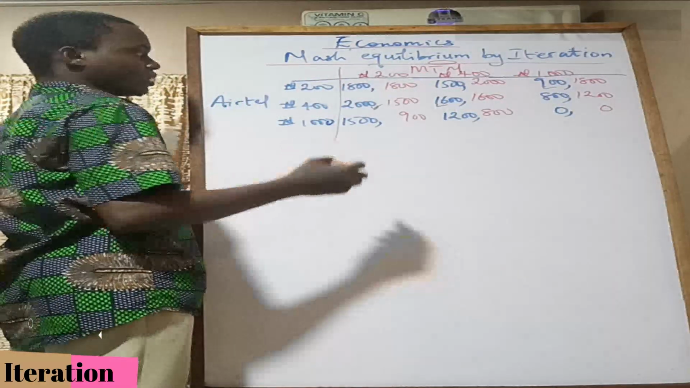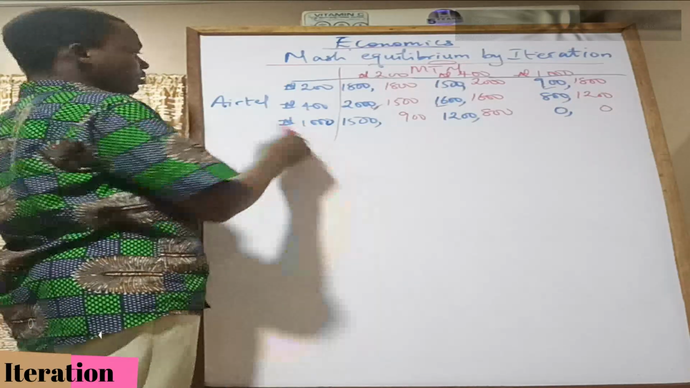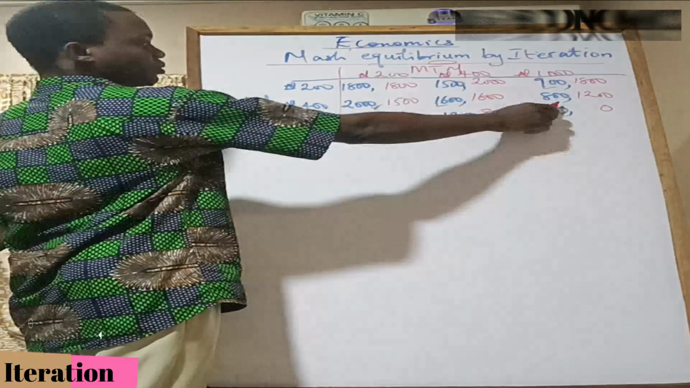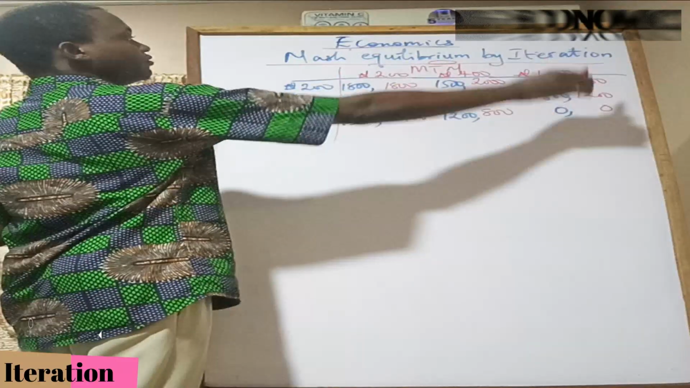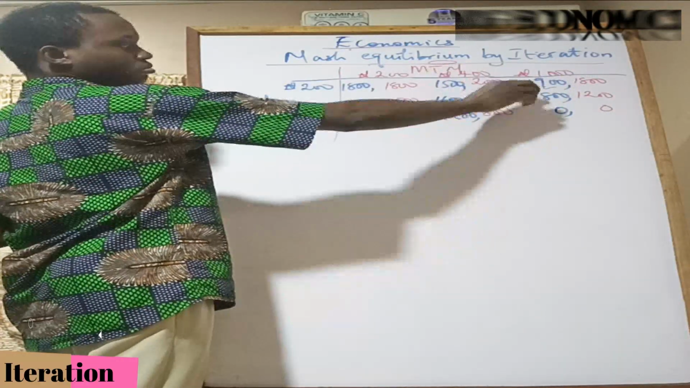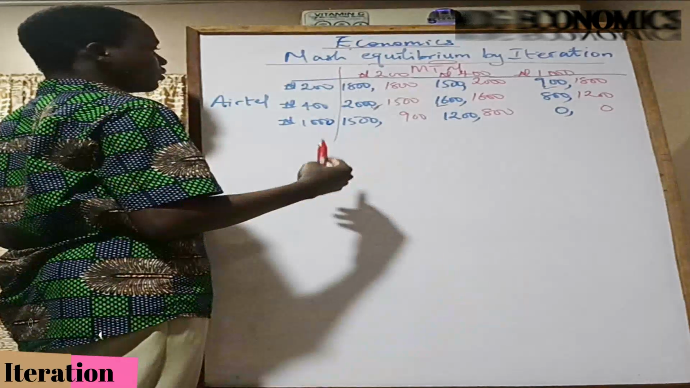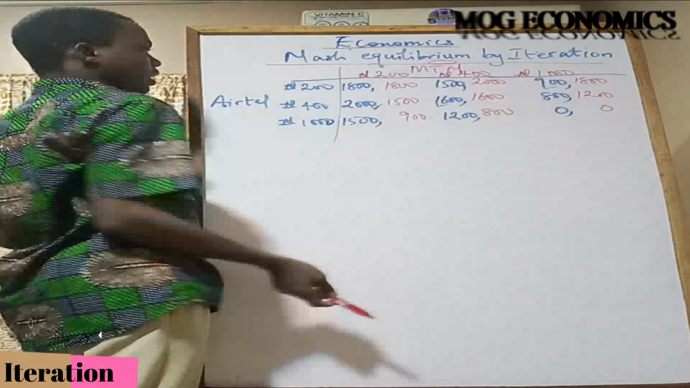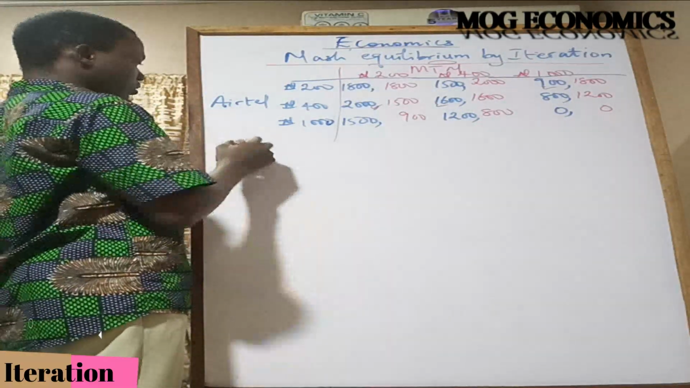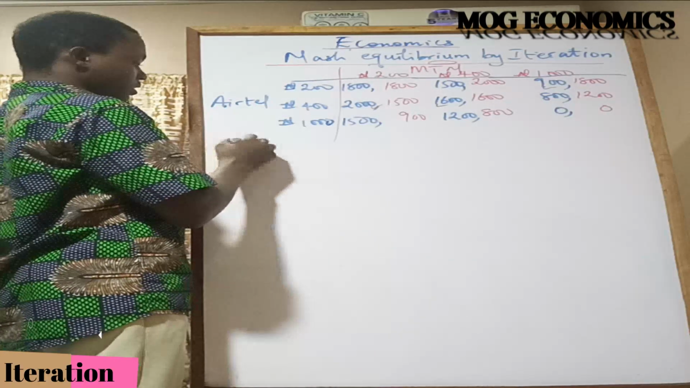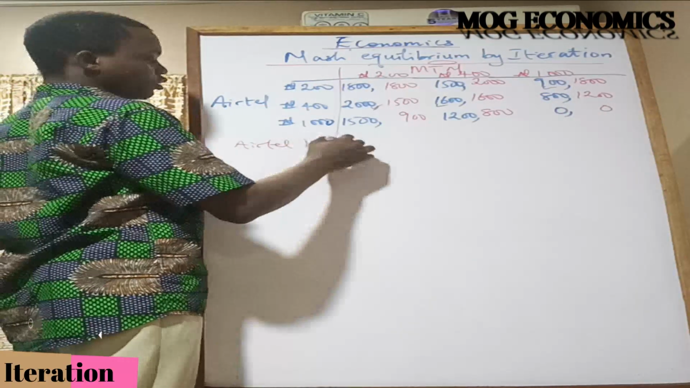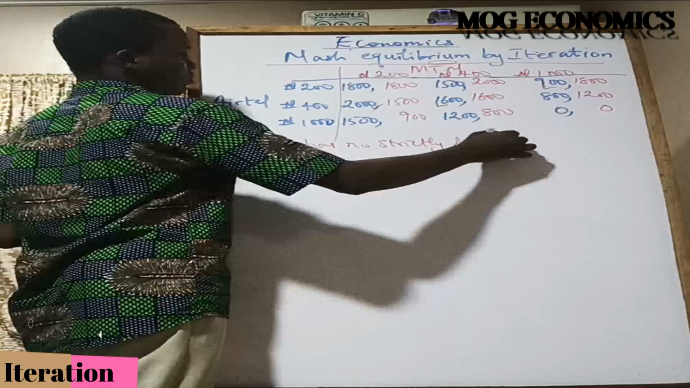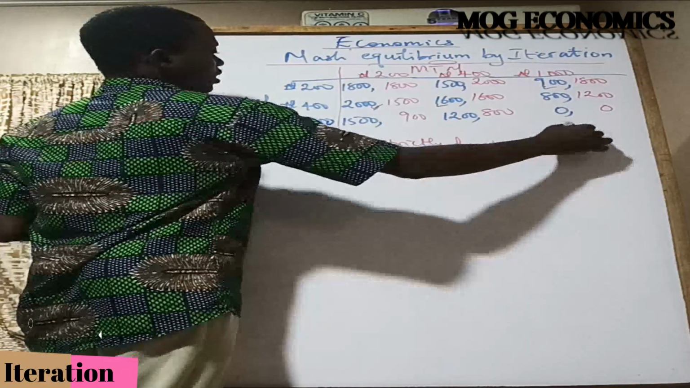So we see that Airtel does not have a dominant strategy. 400 naira was already looking like the dominant strategy here, but until we get to this point and see that if MTN goes for a 1,000 naira recharge card, it is better for Airtel to go for a 200 naira recharge card, because they're going to get a payoff of 900 at that point. So Airtel does not have a strictly dominant strategy. Airtel has no strictly dominant strategy.